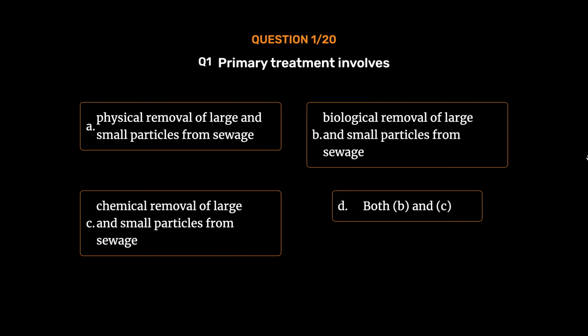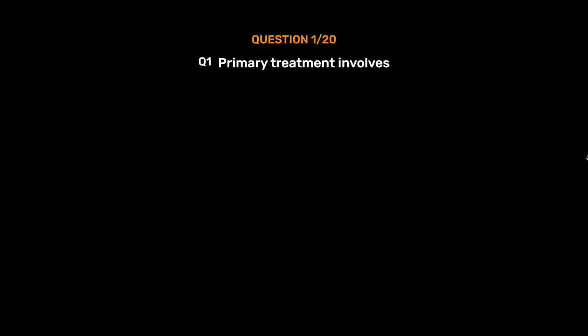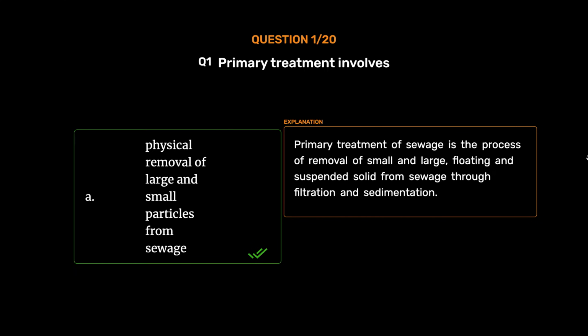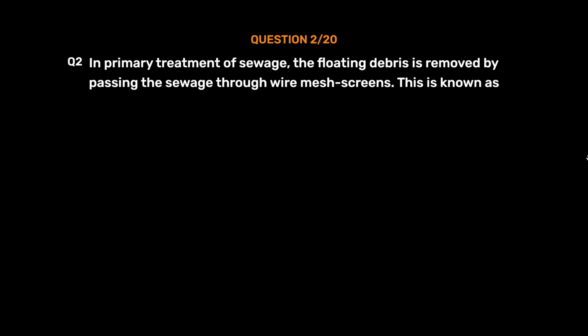The correct answer is Option A. Physical removal of large and small particles from sewage. Primary treatment of sewage is the process of removal of small and large, floating and suspended solid from sewage through filtration and sedimentation.